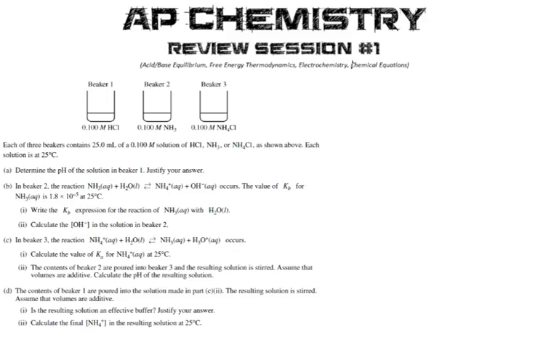I got 3 beakers. Beaker 1, Beaker 2, Beaker 3: HCl, NH3, and NH4Cl. So they're probably going to be utilized at different times. Each of these 3 beakers contains 25 mL of a 0.1 molar solution of those, each at 25 degrees, so it's not different temperatures. A, determine the pH of the solution in Beaker 1. Justify your answer. All right, so away we go.